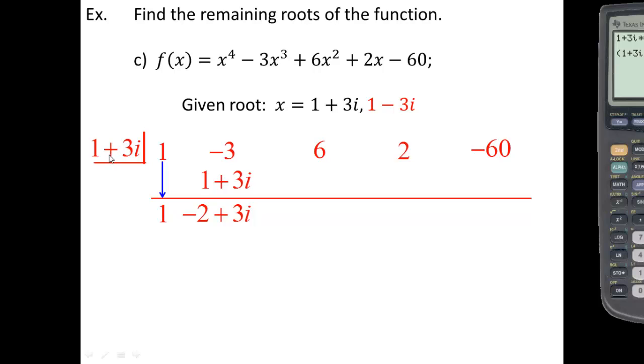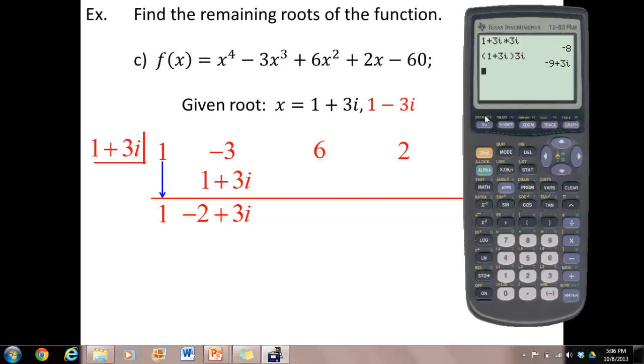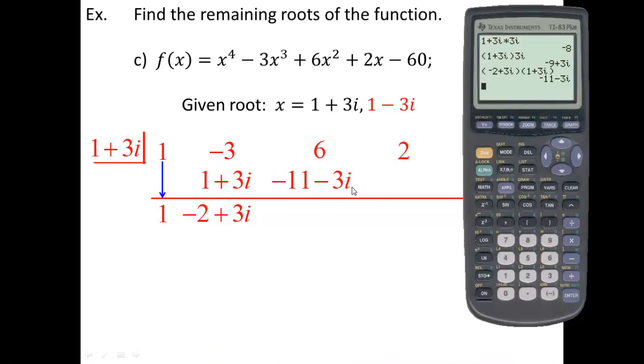Here's the point where I could multiply these together and just FOIL it out, or feel free to just pull that calculator back over. So I want to do negative 2 plus 3i times 1 plus 3i. Remember, we need parentheses. Negative 2 plus 3i times 1 plus 3i. So I'm taking that entire binomial, multiplying by that binomial. I get negative 11 minus 3i. So I'll go ahead and put that in next. Add it with the 6. 6 minus 11 would give me negative 5 minus 3i.